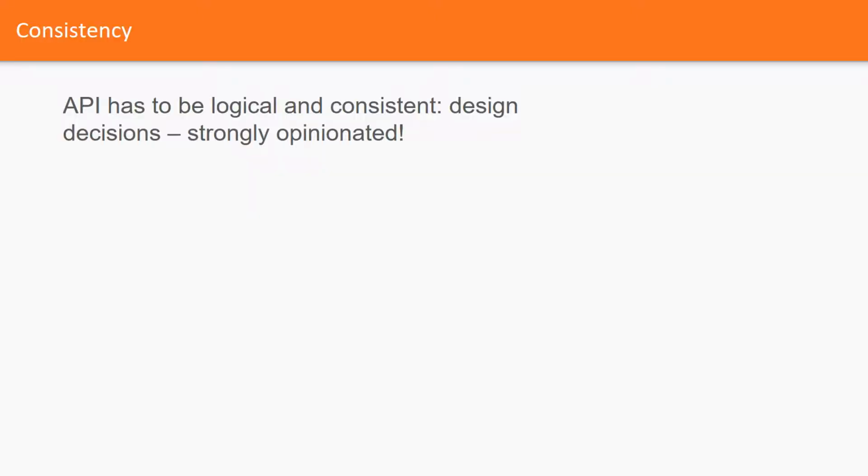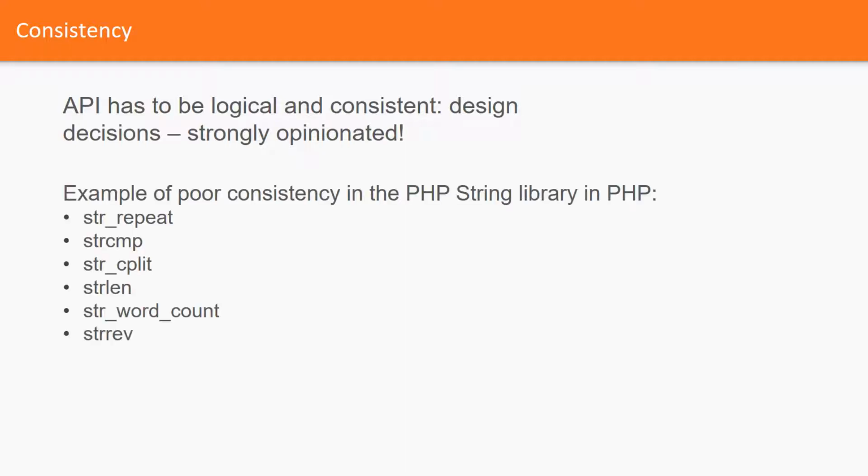The consistency of an API means that decisions applied to the design of that API are strongly opinionated. There always will be different choices available with their advantages and disadvantages. But API designers should take a side and stick with it all the way. Let's look at a bad example of poor consistency. The PHP string library exposes the following methods.